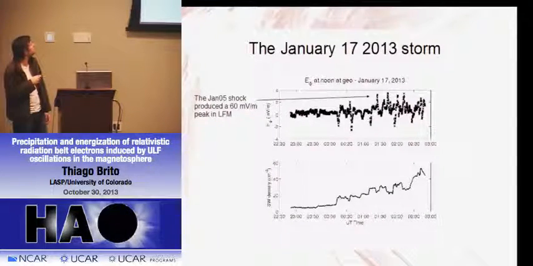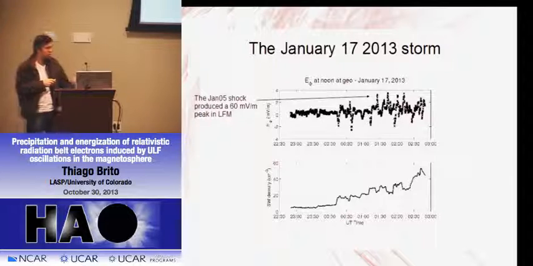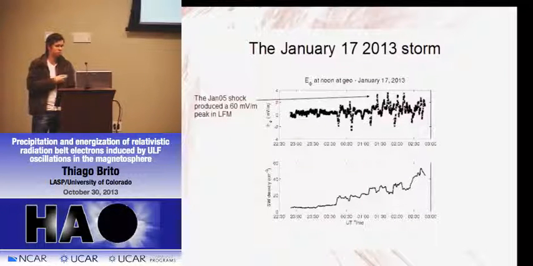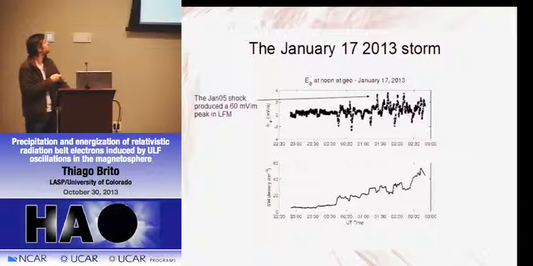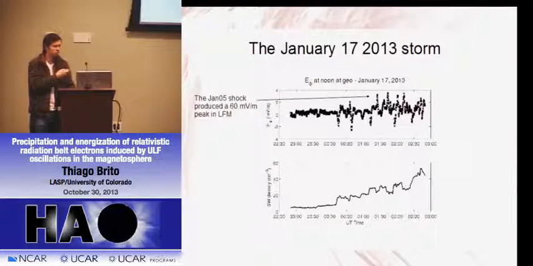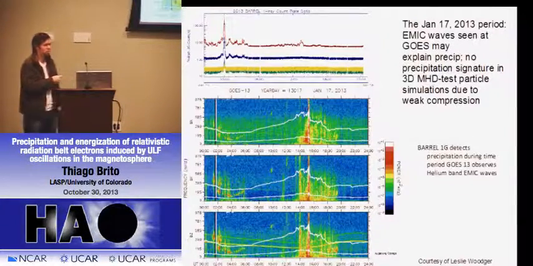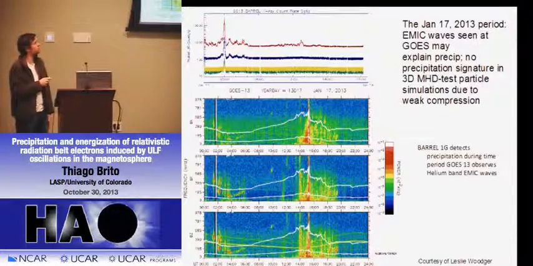The other reached a peak of 60 millivolts per meter, and during this storm, it was around 4 millivolts per meter. So essentially, I see no precipitation when I simulate this storm. And even though it was frustrating, it tells us that maybe this mechanism needs a strong ULF or a huge impact, a huge CME from the sun to take effect.